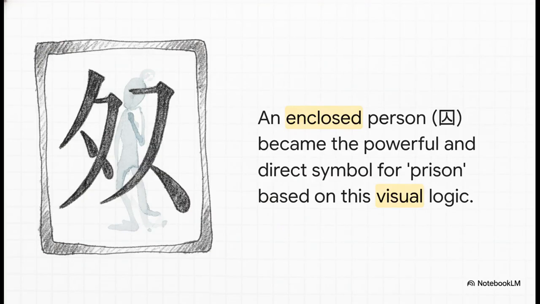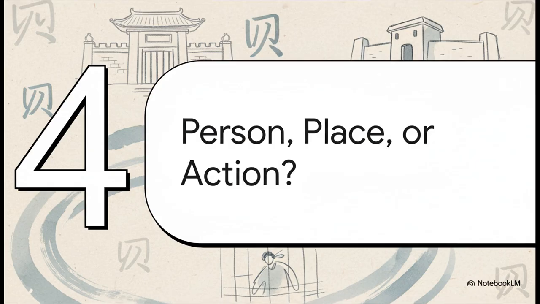So, you see, this isn't just some generic stick figure stuck in a box. It's a stylized picture of a human being with a front and a back physically contained within an enclosure. That ancient visual logic is really what gives the character for prison its power. But this brings up a really great question. If it means prison, how do you specify whether you're talking about the person in prison, the place itself, or the action of imprisoning someone? Well, Chinese has a pretty clever solution for this.